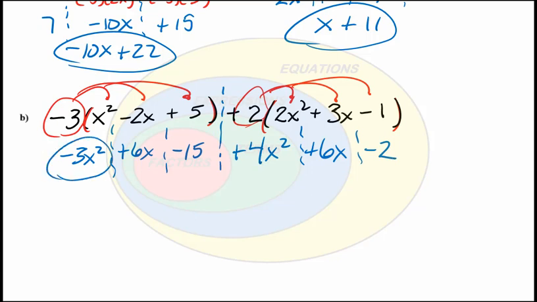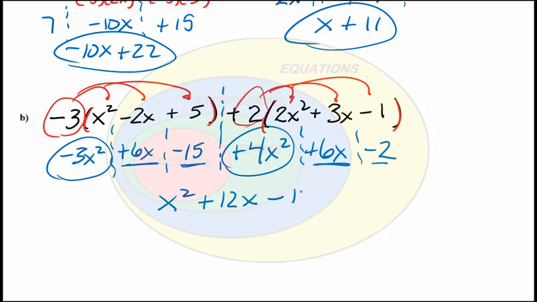I have a negative 3x squared and a 4x squared. That would just be a 1x squared or x squared. I have a positive 6x and a positive 6x. We can put those together to get a positive 12x. And negative 15 and negative 2 is negative 17. So we expanded our original expression and then combined like terms, and we get a simplified expression.